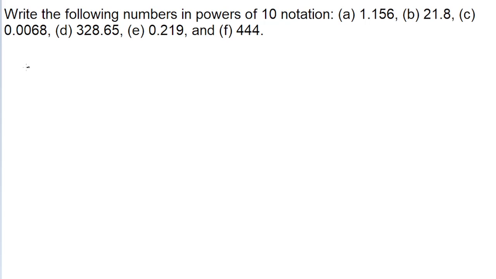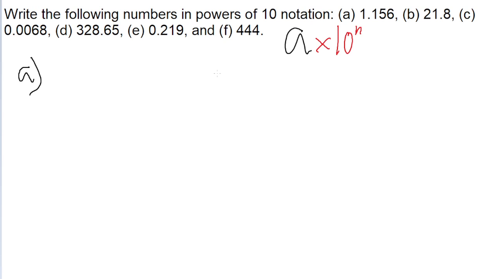Hey guys, in this problem, we're given a big set of numbers, and we're asked to rewrite all of them in powers of 10 notation. And what that just means is that each number needs to be written as some number multiplied by 10 raised to the power of something else. And the way you decide which power to use is that the coefficient, or the number in front of the times 10 to the power of n, should be between 1 and 10.